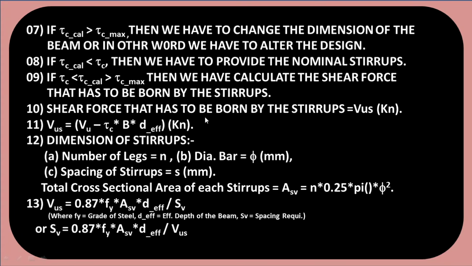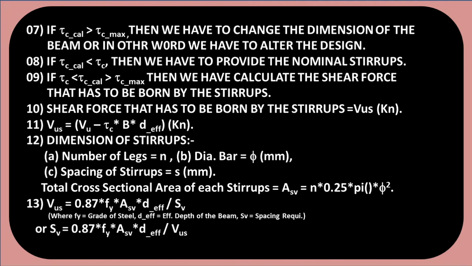Shear force that has to be borne by the stirrups, say it is equal to VUS in kilonewton. VUS is equal to VU minus tau C into B into effective depth. Dimensions of stirrups. Say number of legs is equal to N, dia of bar is equal to phi, spacing of stirrups is equal to S. Total cross-sectional area of each stirrup is equal to ASV. ASV is equal to N into pi by 4 phi square.